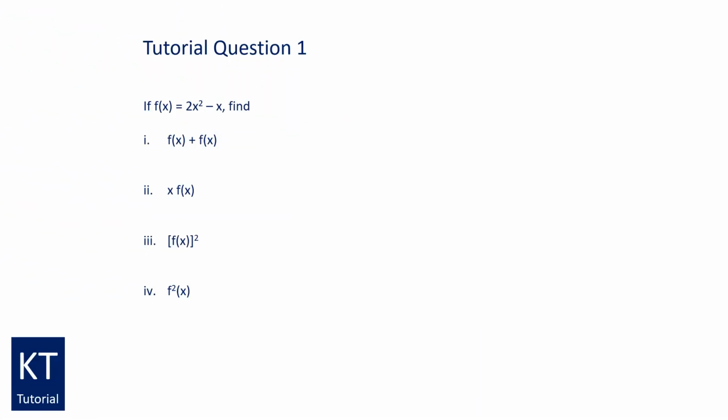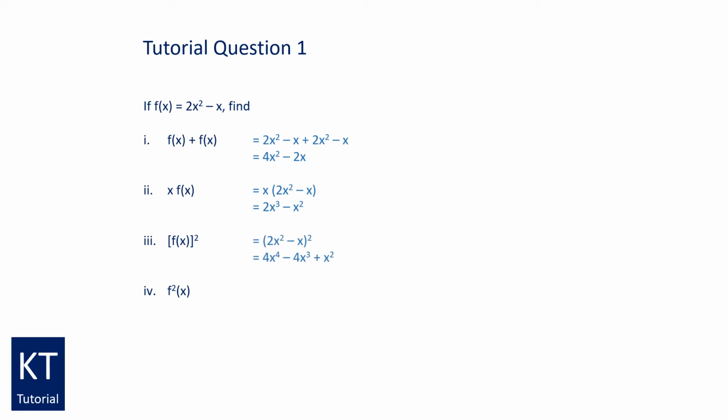Now let's get on board tutorial question 1, where for the defined function, we are to find the different 4 mathematical operations. For the first, it's summing fx with itself, and that leads to the solution being 4x squared minus 2x. The second is about multiplying x with fx, which leads the solution to being 2x cubed minus x squared.